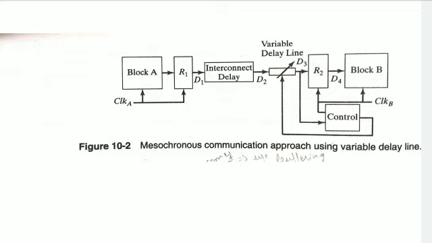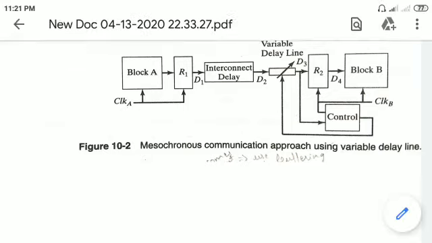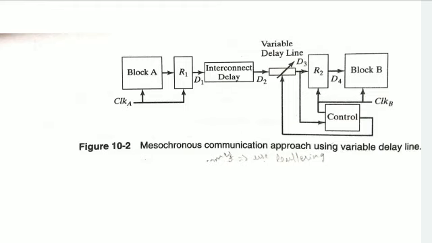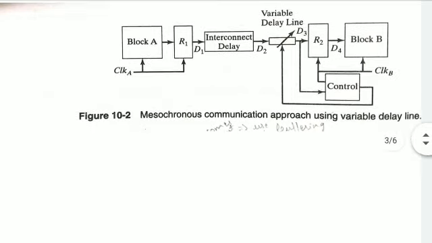In this example, the variable delay element is adjusted by measuring the phase difference between the received signal and the local clock. Register R2 samples the incoming data during the certainty period, after which signal D4 becomes synchronous with clock B. Okay, so this is the meaning of isochronous communication or isochronous interconnect.